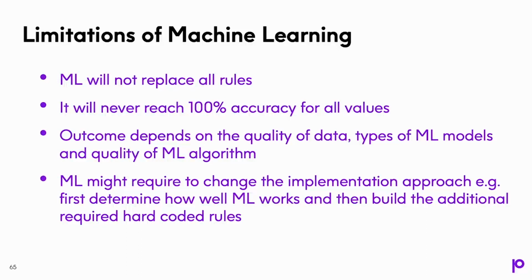And lastly, for new implementations, you might want to change the implementation approach and start with machine learning predictions to identify what can be predicted and where the gaps are before you build the hard-coded business rules to fill the gaps.